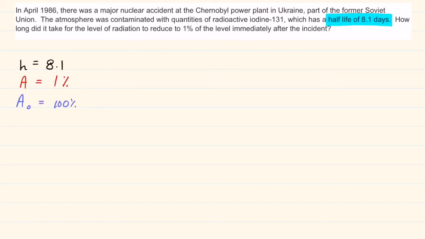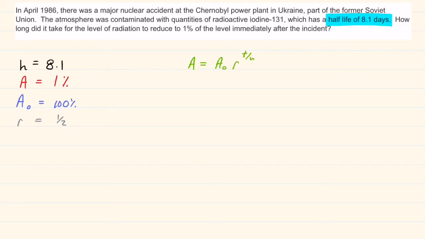Anytime you see a question that says, how long did it take? You are looking for T. If it asks you, what is the half-life, then you're looking for H. H and T are both times, and so that's where people have some trouble distinguishing between those two.